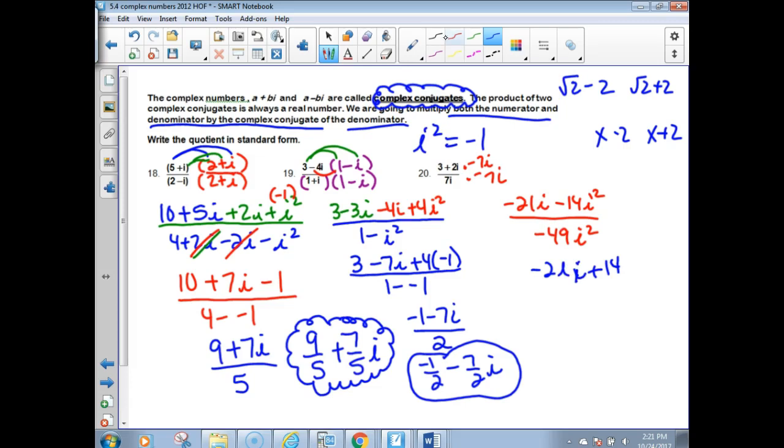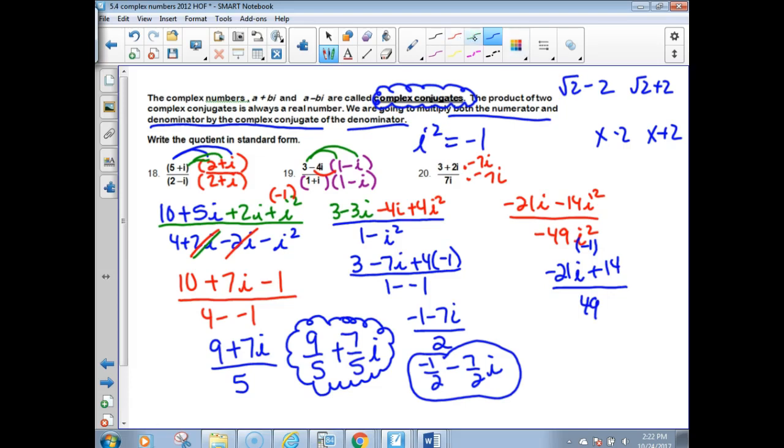That's a weird looking 21. I don't know why mine looks so weird. Let me rewrite it. Okay, that was negative 21i plus 14 on top. And on the bottom, that's going to be negative 49 times negative 1, which I get positive 49.